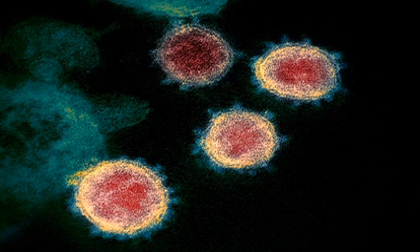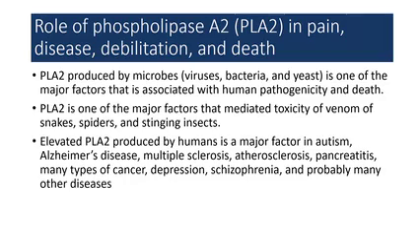The coronavirus, and in this case, the coronavirus 19, likely produces phospholipase A2. All the coronaviruses do that, and since it's closely related, it's very likely that it produces the phospholipase A2 also. The phospholipase A2 is produced by microbes, which include viruses, bacteria, and yeast, and is one of the major factors that's associated with human pathogenicity and death.